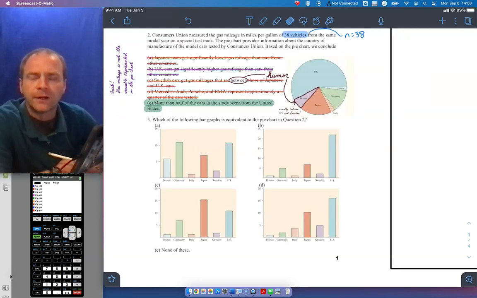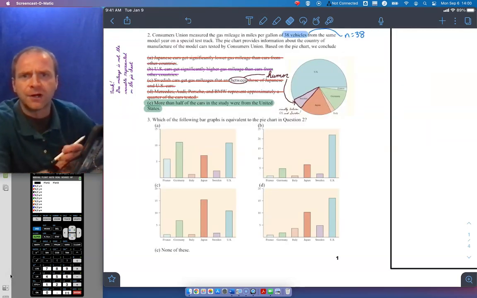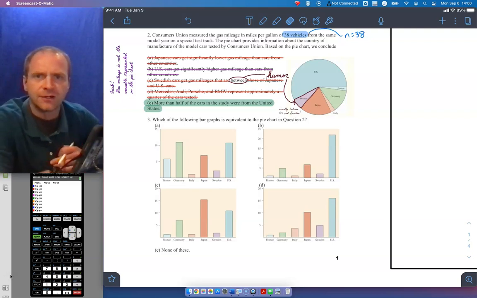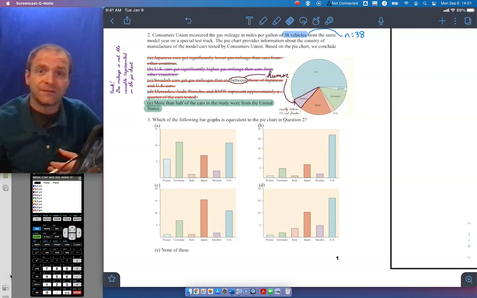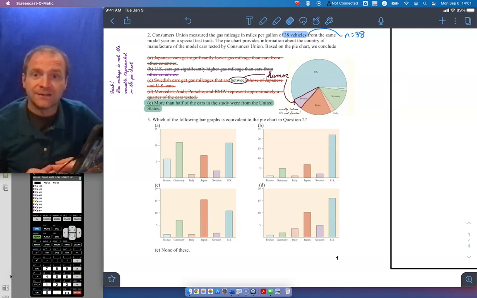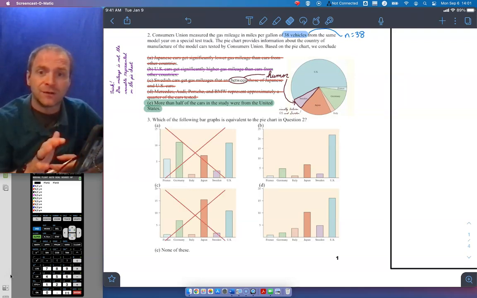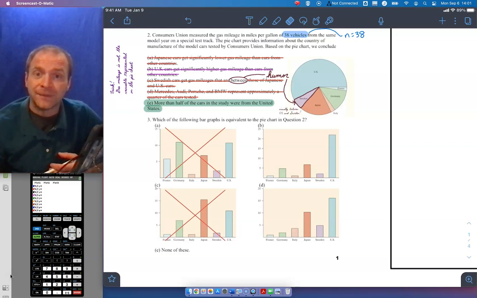So here we are in number 3, and we're trying to figure out which of these bar graphs is equivalent to the pie chart in question 2. So if I look at that pie chart, I can see that U.S. makes up more than half of the cars that were used. The country of manufacture, the cars used in this. And that's going to allow me to cross out choices A and C, because U.S. is the only one that's over half.